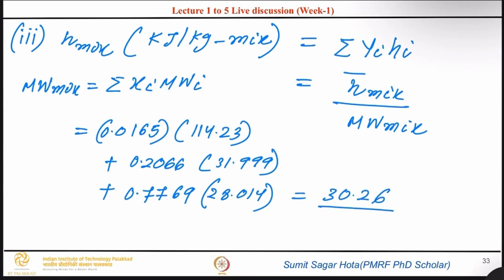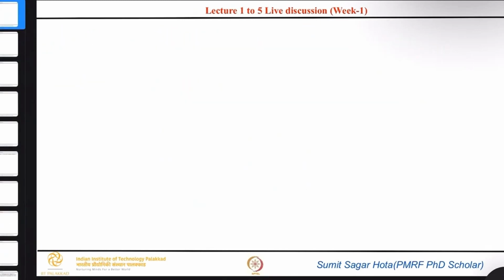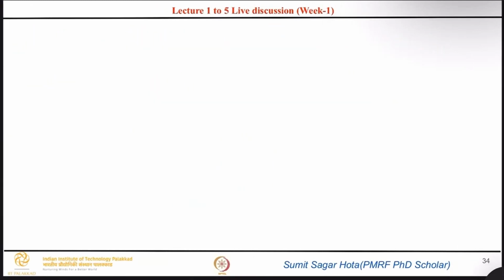Okay, you see here what molecular weight you get? 30.26. This procedure I have already done. Because we know what the species are, all the values we already know. We just have to put the values in the formula, that's it. Okay, now we just have to find out the weight of mixture.